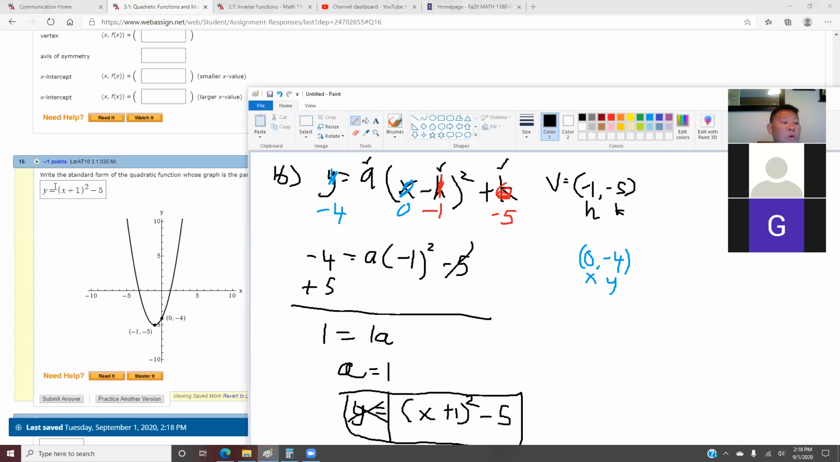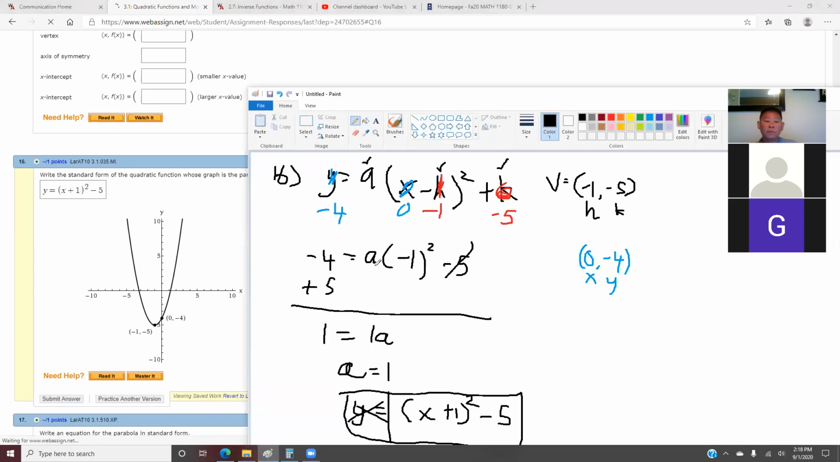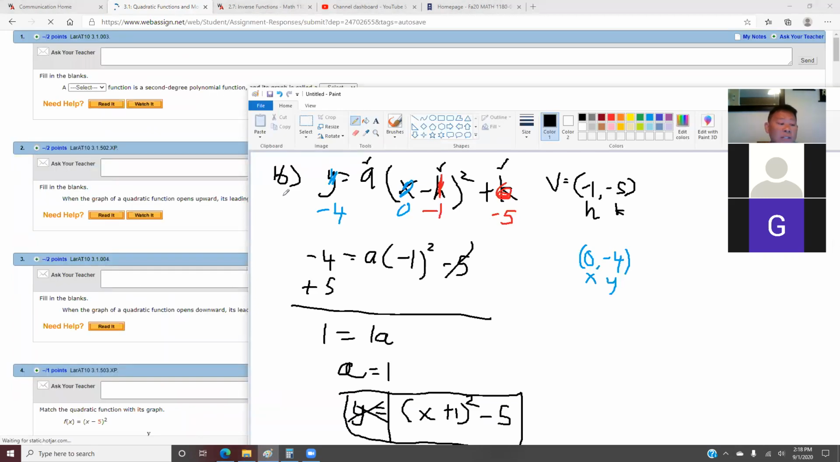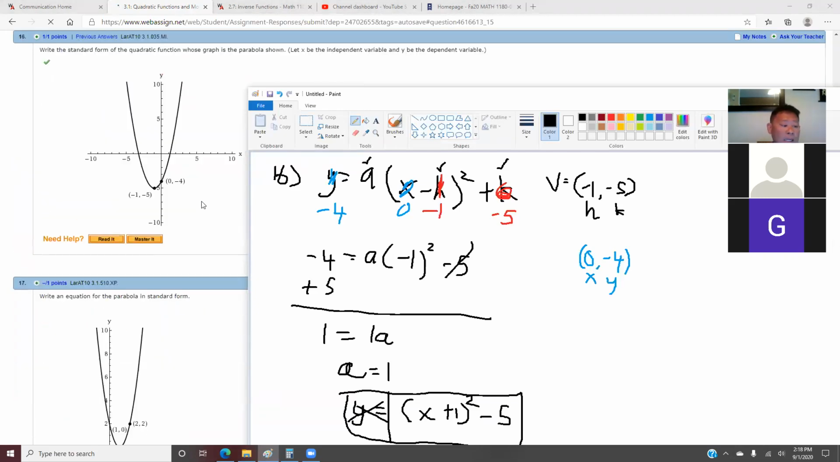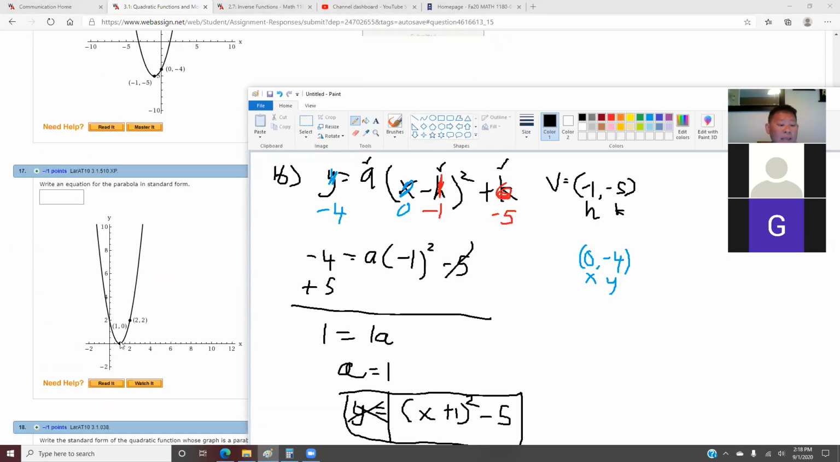In your test, if you don't give me the y equals to, you get half a point gone. You guys okay here? How do we do this question? 16. Again, questions 16, 17, 18, 19, they are all the same. They always give you a vertex and they give you an extra point. This extra point is to find A.